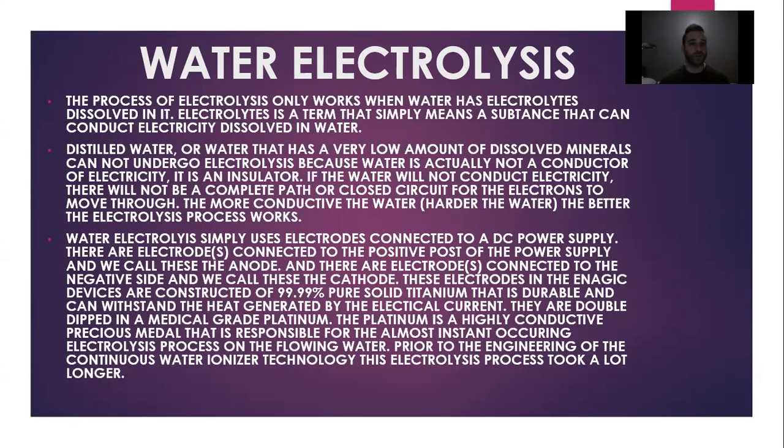Okay, water electrolysis simply uses electrodes connected to a DC power supply. There are electrodes connected to the positive post of the power supply, and we call these the anode. So the positive terminal of the battery or power supply is called the anode. And there are electrodes connected to the negative side, and we call these the cathode. So the negative side of the battery or power supply is called the cathode.